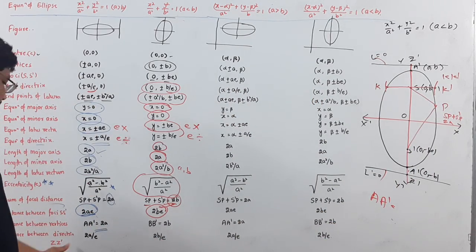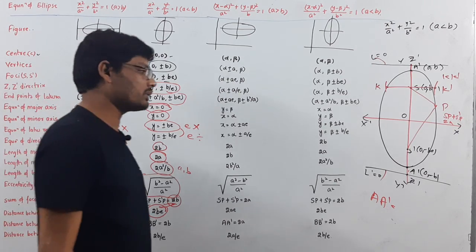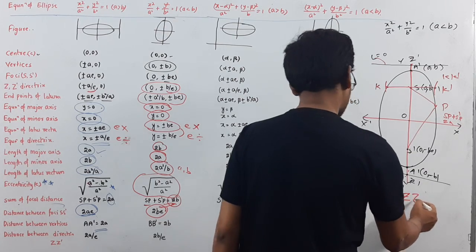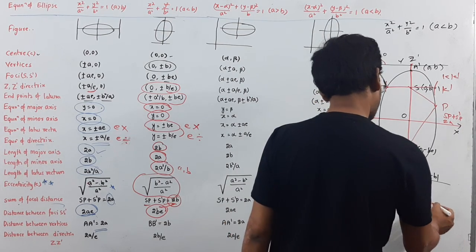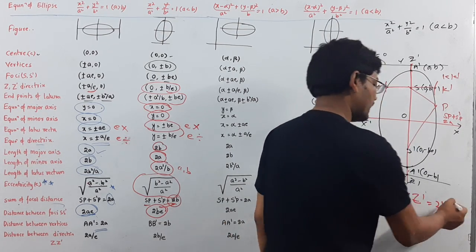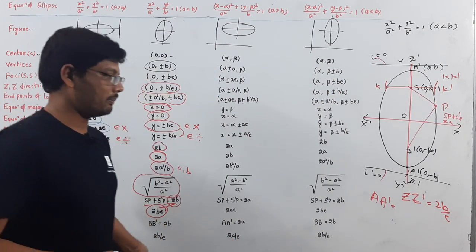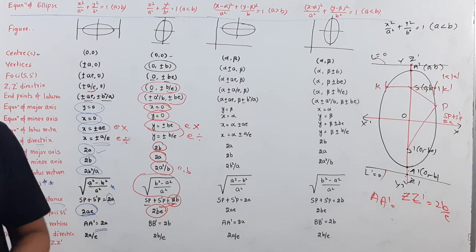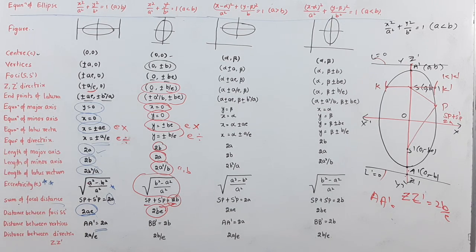And the final one, distance between directrix Z to Z dash is equal to 2b by e, where you can substitute a, b and the eccentricity value. This is all about case number 2, that is x square by a square plus y square by b square is equal to 1 when a is less than b here.